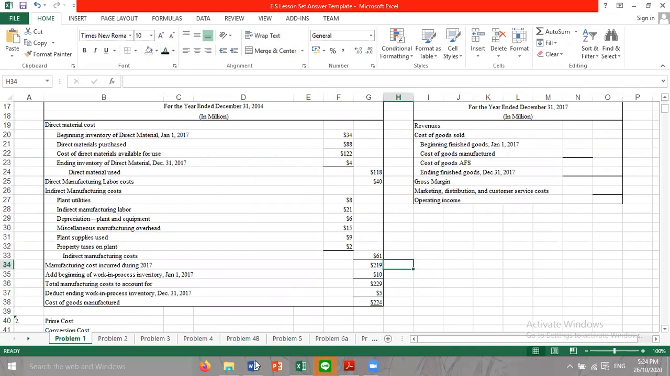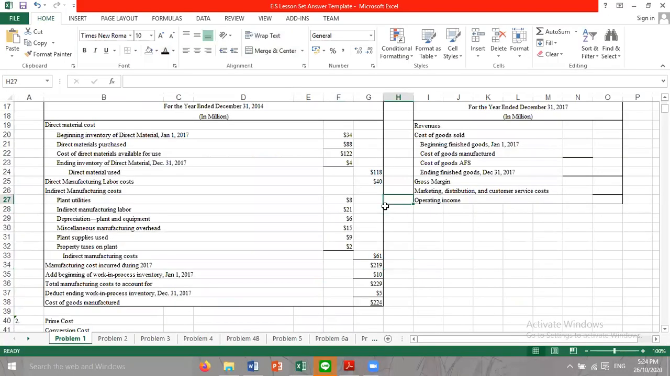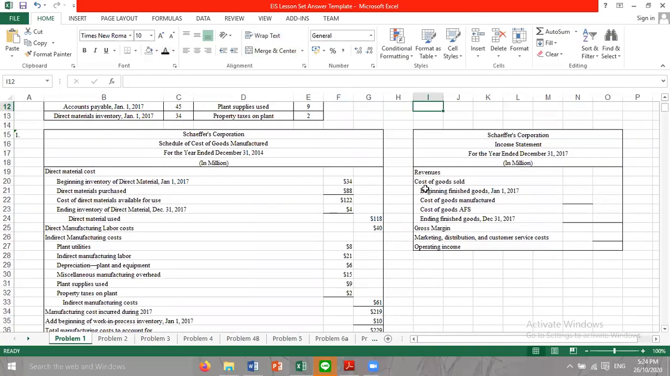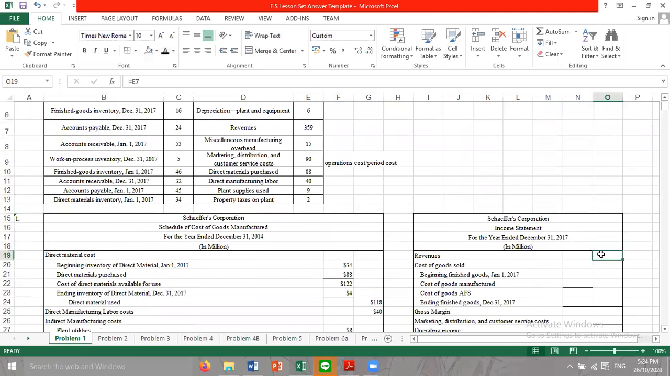Now, the question also asks us to make an income statement. So we'll just make a simple income statement quickly. Here's the template. So first of all is the revenues. The revenues is already provided by the question. So we just need to copy paste it and we'll get the revenues of $359.